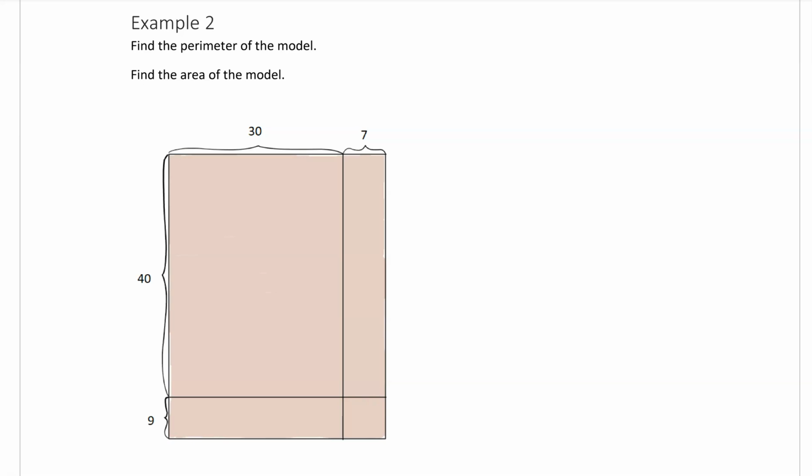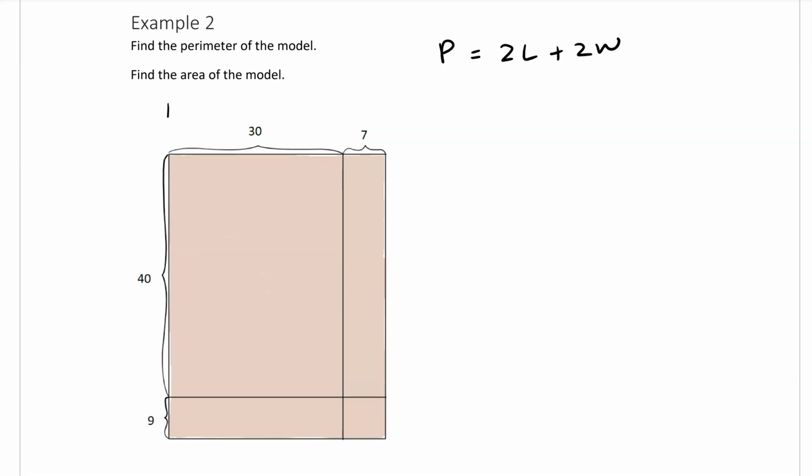Example 2 wants us to find the perimeter and the area of the model given. This is very similar to example 1. So let's start off by finding the perimeter. We know that the perimeter is equal to 2 times the length plus 2 times the width.